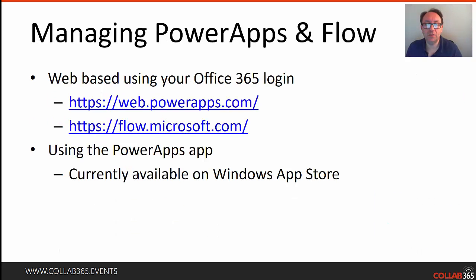So how do you manage Power Apps? There's two URLs on the screen there for you, one for Power Apps, one for Flow, and these are used to basically be able to get to your connections, your Power Apps, your flows. And in the Flow one in particular, you can pause them, you can see the run instances as we've discussed, but as well as that you can manage all of that using the app that you can get from the Windows App Store. Again, we'll look at all of this in the demo.